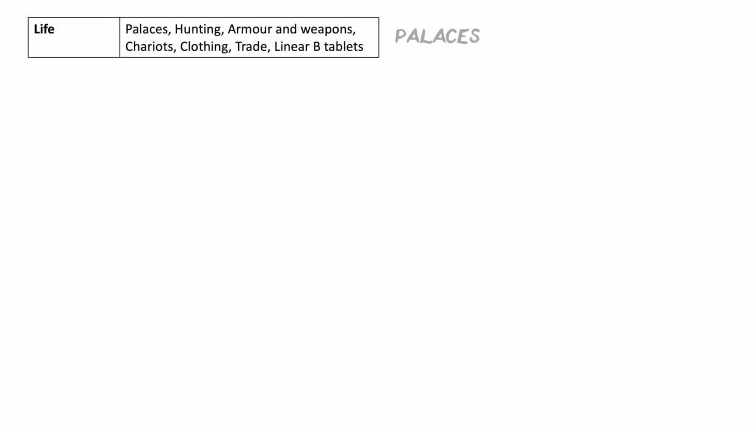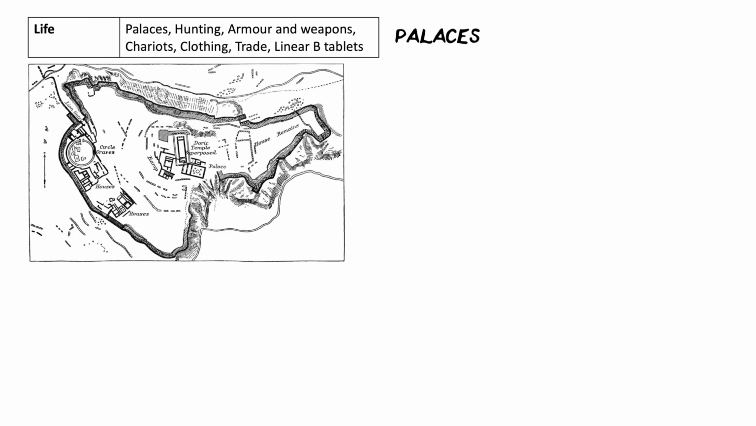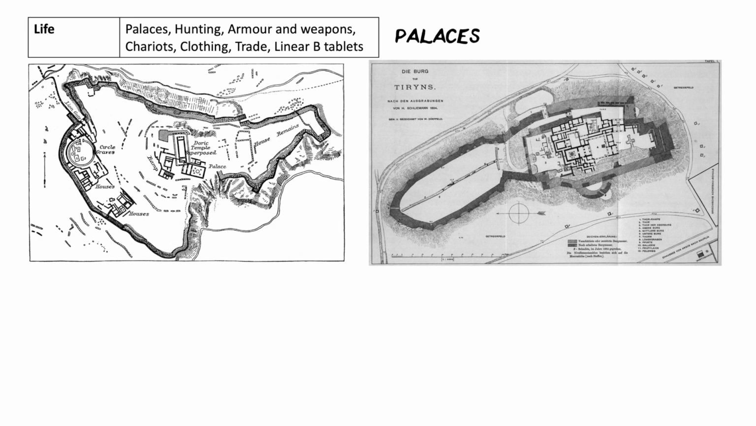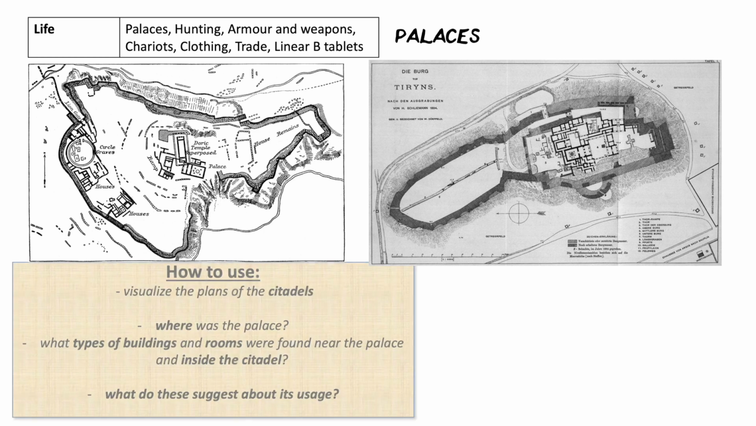Now let's think about the evidence for the palaces. Now the palaces are the central parts. They are in the citadel, but they tend to be on the Acropolis. You've got that on both Mycenae and in Tiryns, and they're both quite complex buildings. So again, visualise the plan of the citadels and focus on where the palace was, and then think about what types of buildings and rooms were found near the palace, and also inside the citadel in general.